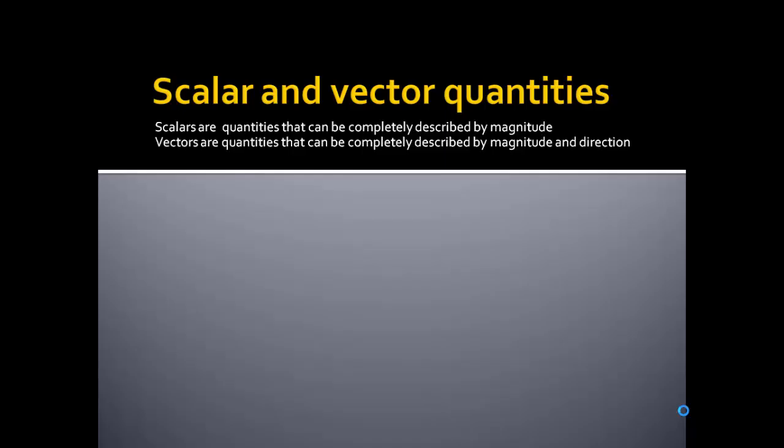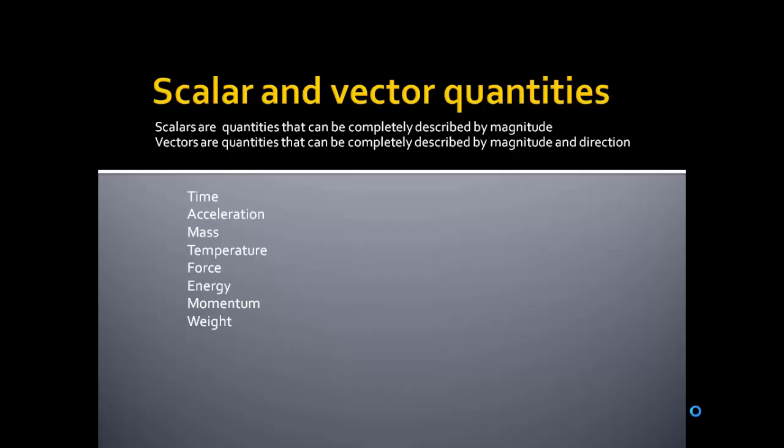Vectors are quantities that can be completely described by magnitude and direction. That means you need a value and a direction to describe that particular quantity. So every time you have a quantity and you have to decide whether it is scalar or vector, ask yourself a question: the magnitude in which direction? If there is a meaning to the question which direction, then it is a vector quantity, otherwise it is a scalar quantity. Based on that concept, let us try some examples.